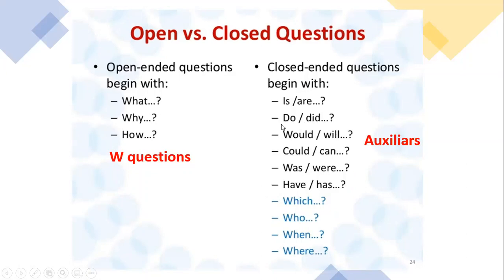So, examples. Do you like soccer? Yes, I do. No, I don't. That's it. No more than one answer. Would you like to travel the world? Yes, I would. No, I wouldn't. Can you help me? Yes, I can. No, I can't. Were you at the party last weekend? Yes, I was. No, I wasn't. Etc. So you see all these questions have only one answer, yes or no. I like to call them yes/no questions, but the official name is closed-ended questions.